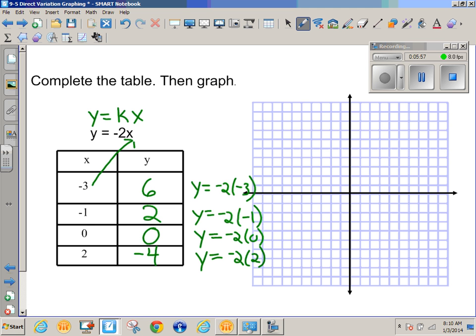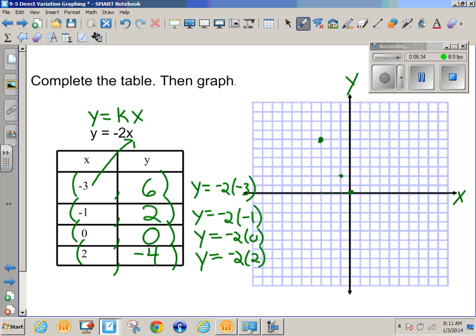And these become our ordered pair. So my ordered pairs are -3, 6, -1, 2, 0, 0, and 2, -4. -3, 6 means to start, you always start at the origin. If it helps, go ahead and label your axes. So back 1, 2, 3, and then up 1, 2, 3, 4, 5, 6, and plot the point. So start at the origin. -3 means left on the x, and then up 1, 2, 3, 4, 5, 6 on the y. And you can go ahead and plot your points, -1, 2.